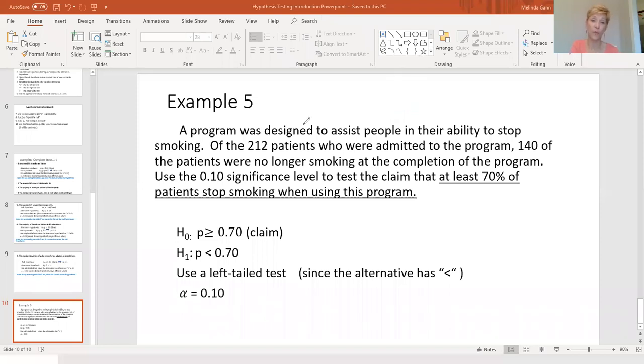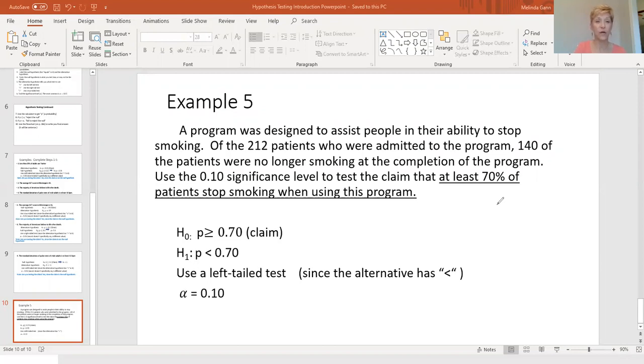Now, when it's a word problem, here's what you're going to want to do. You read through the problem and you find where it says test the claim that, and then you underline what follows. So a program was designed to assist people in their ability to stop smoking. Of the 212 patients who were admitted to the program, 140 of them were no longer smoking at the completion of the program. So use the 0.10 significance level to test the claim that at least 70% of patients stop smoking when using the program.